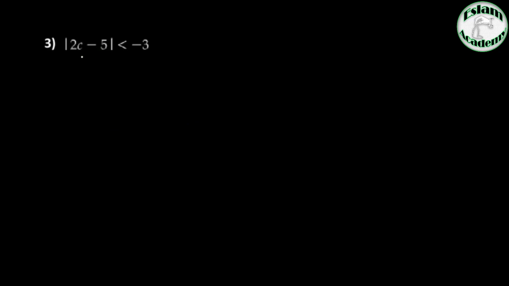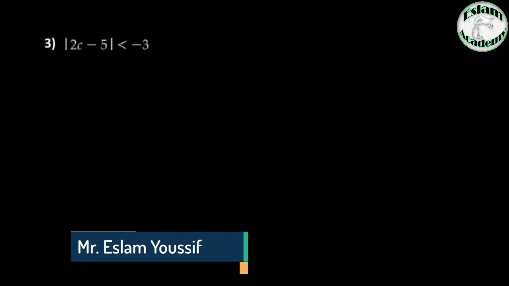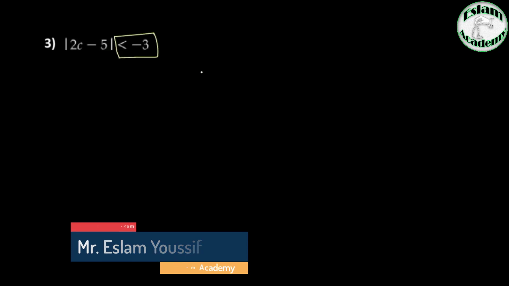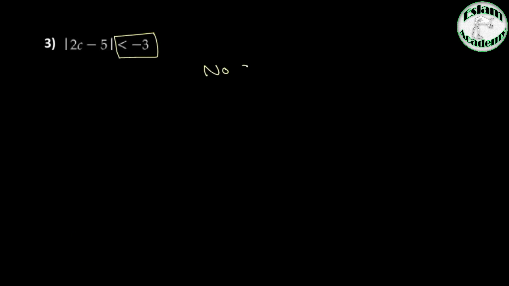Number 3, the absolute value of 2c minus 5 less than negative 3. As we said before, the absolute value is the distance between any number and 0. And the distance must be a positive value or equal to 0. So if you find that the absolute value of an expression is less than a negative number, it means this expression has no solution.